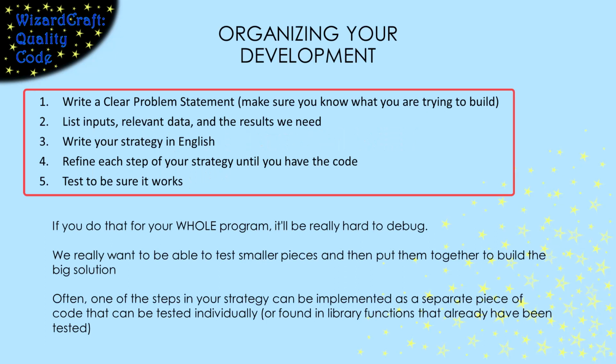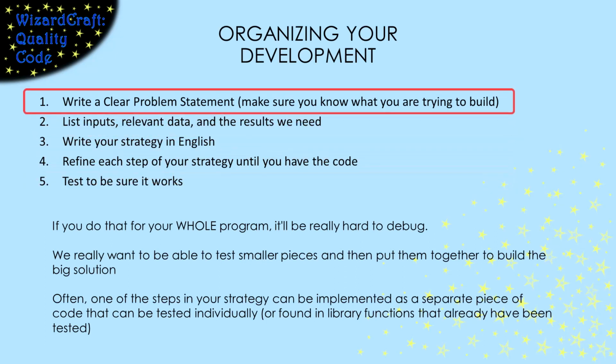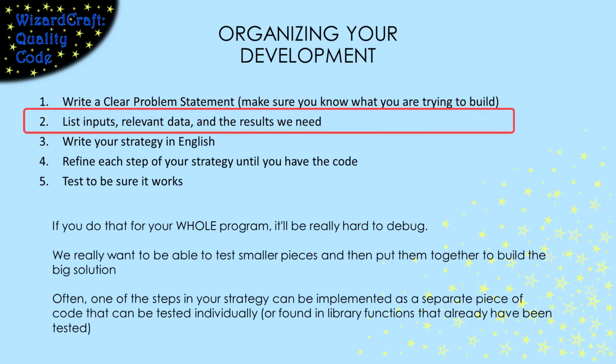As a general rule, we can follow these steps to figure out what we need to build. First, we need a clear problem statement. We need to understand the problem well before we can figure out how to build the solution. Then, we list the data we'll be working with. Inputs are things that someone or something else is giving us. Maybe a user enters some information, or we get it from other systems or other parts of our system. There may also be relevant data that we need to manage. And then the last data we need to think about are the results our program should compute.